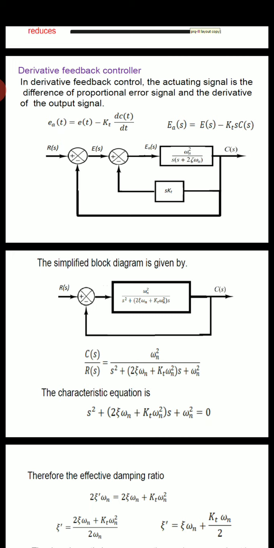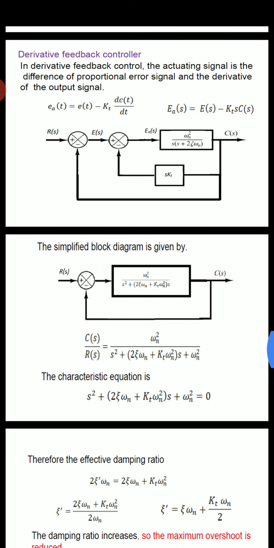Next you can see the simplified block diagram. The minor loop is omega n square divided by s into (s plus 2 zeta omega n), and s Kt. Those two blocks are in the minor loop. You can see the minor loop has negative feedback.